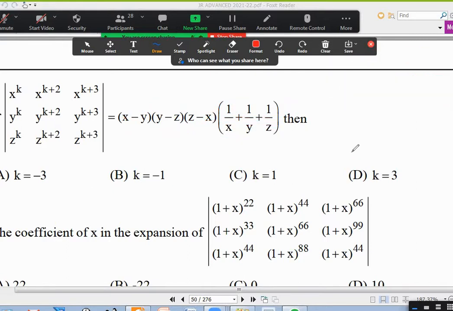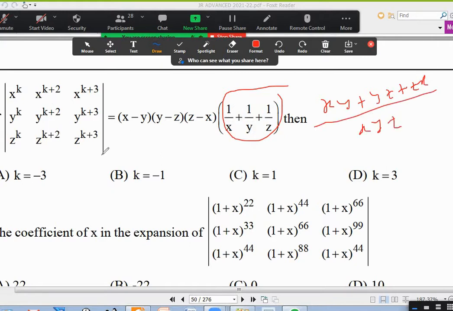Is that explanation okay for the 14th one? Sir, can you do it once? I should repeat your thing. Yes, sir. Okay. First take the LCM of this, it will become xy plus yz plus zx by xyz. Now, if you take LHS and take x power k, y power k, z power k common, we'll get 1 x square x cube, 1 y square y cube, 1 z square z cube. For that, the answer is this.